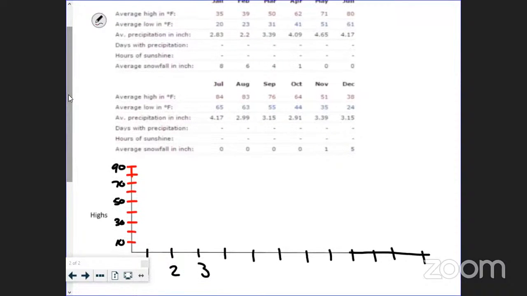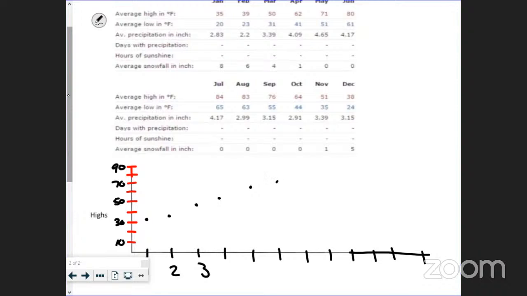So in January, we said it was 35. So here's 35, right about there. And then we said 39 was in this one, so right about there. And then March was 50. April was 62. May was 71. June was 80.